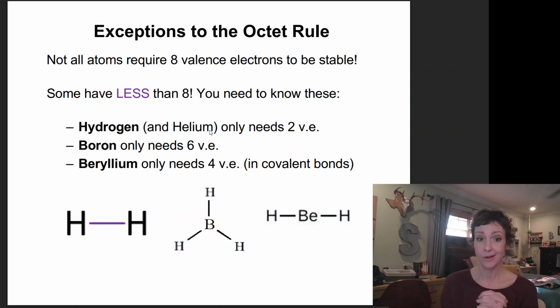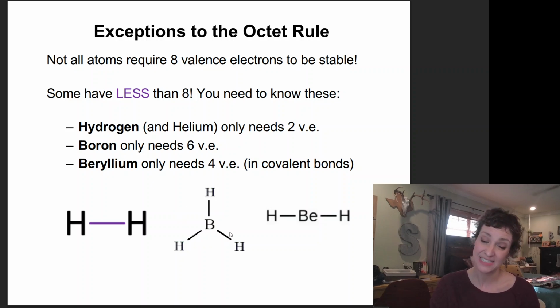Okay, boron. Boron is fine with only 6 valence electrons. That's what makes him happy. Look at him right here. I have boron trihydride, and he only has 3 lines connecting to other atoms. Well, each one of those 3 lines has 2 valence electrons, so he is okay with 6.